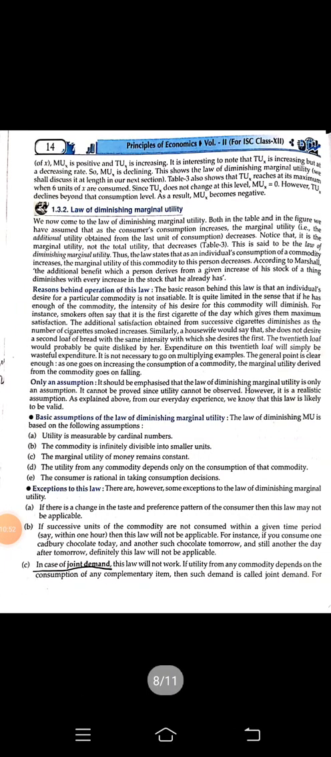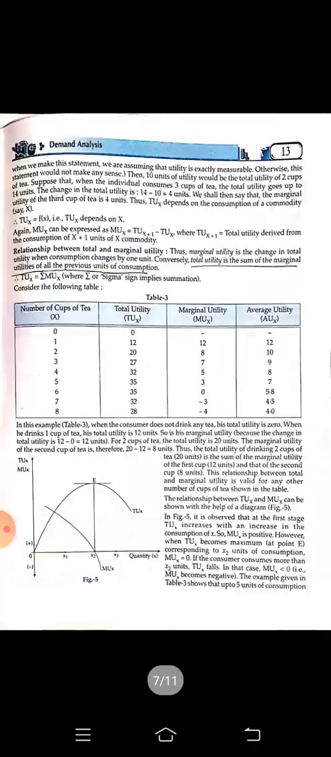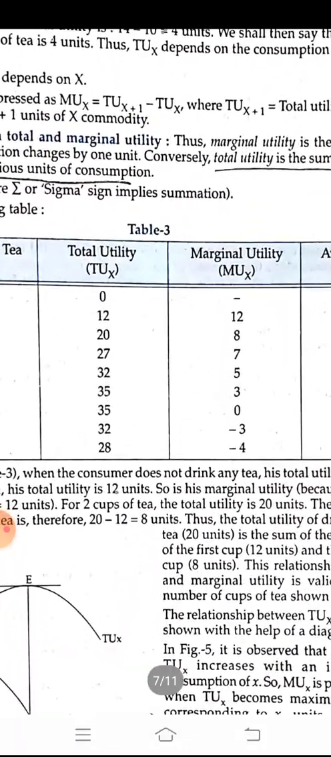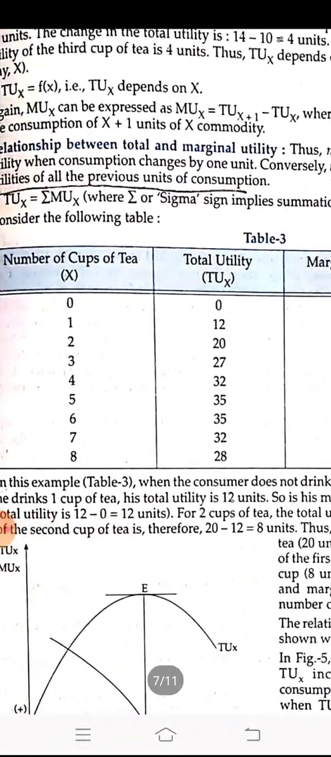Okay, next we are having the law of diminishing marginal utility. Diminishing means decreasing. Slowly it is decreasing. As you can see from here also, we can try to understand that as the person is consuming more and more cups of tea, the utility of that commodity to the consumer is also decreasing slowly. This is called the law of diminishing marginal utility.